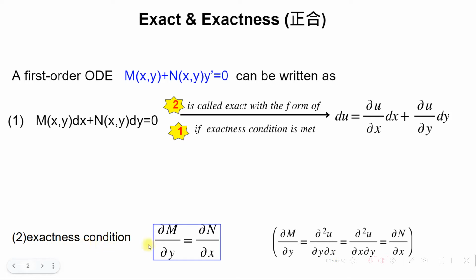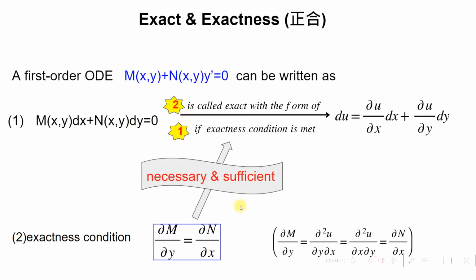The exactness condition is partial M over partial y is equal to partial N over partial x. This is the condition which has to be met in advance for the exactness of the ODE. But with hindsight, we know that this exactness condition is a necessary and sufficient one for the exactness of the ODE.